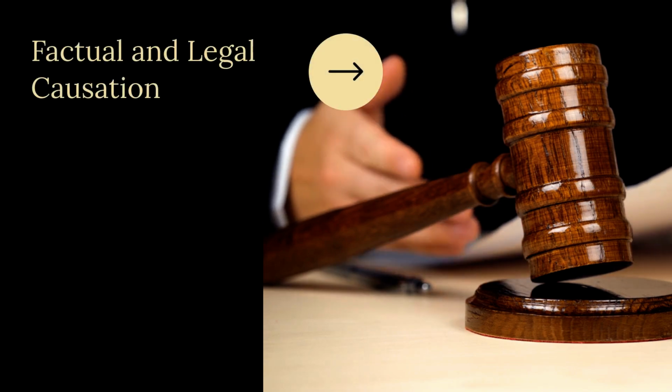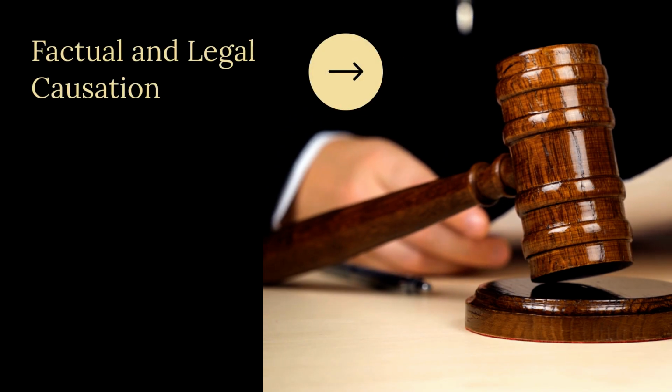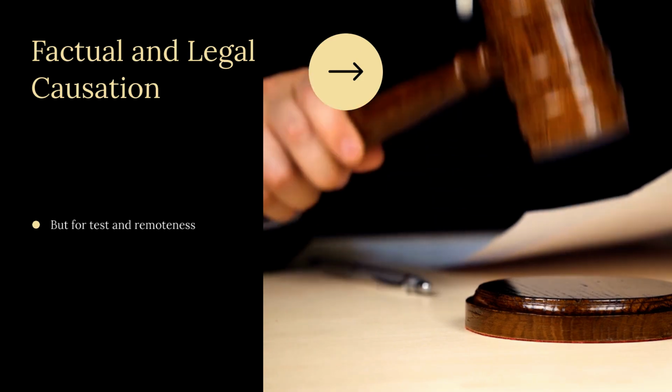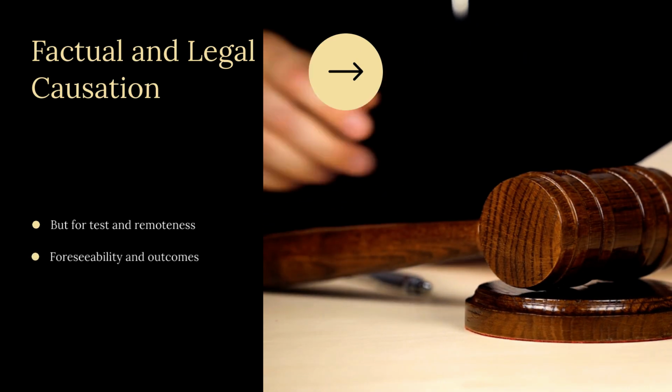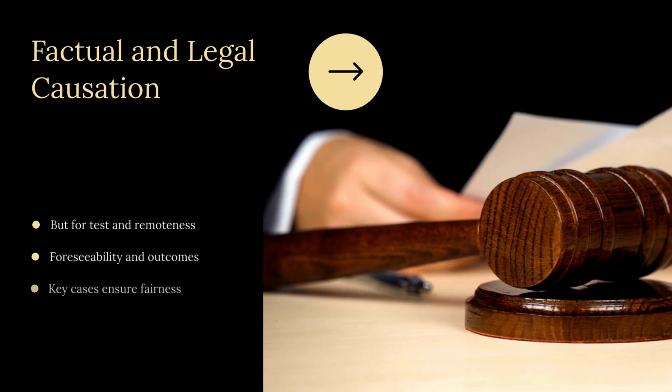Factual causation uses the but-for test. Legal causation assesses remoteness and foreseeability. Courts evaluate multiple causes and intervening acts. Bonnington Castings and Knightley v. Johns are key cases. These elements ensure fair outcomes.